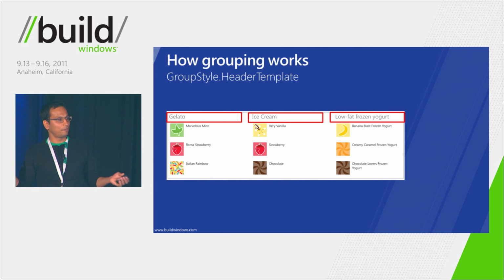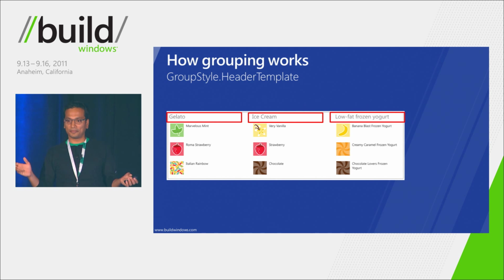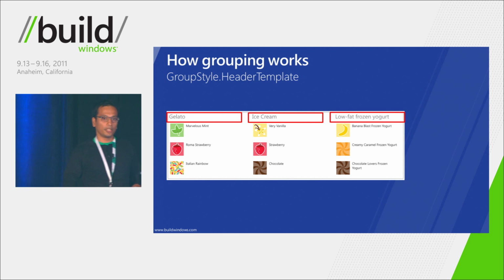For anybody familiar with WPF here? Have you used grouping in WPF? All right, so this will sound familiar to you. The header template property is of type data template, so it can be as rich as you like. In our case, we've taken the simplest example by just using a text block.